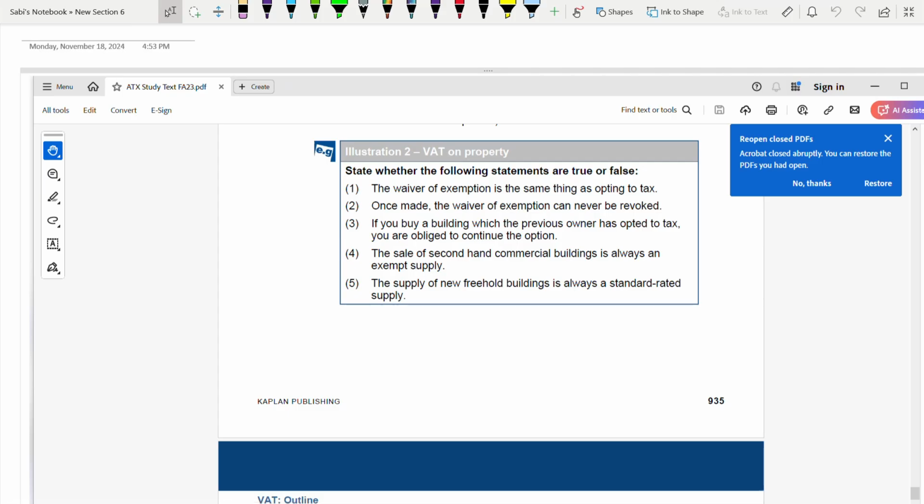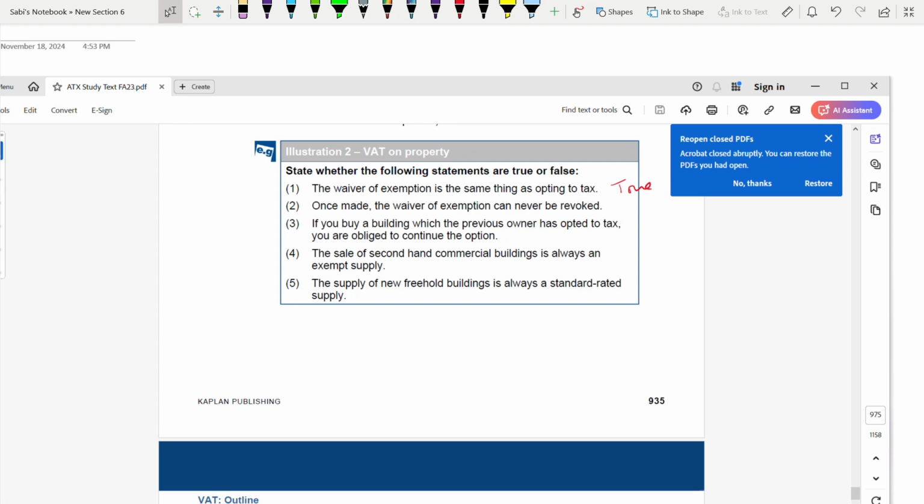Illustration 2. Now you have to state whether the statements are true or false. First statement, waiver of exemption is the same thing as opting to tax. It's true. Second, once made, the waiver of exemption can never be revoked. This is false. Why? Because you can withdraw the waiver within 6 months or after 20 years.